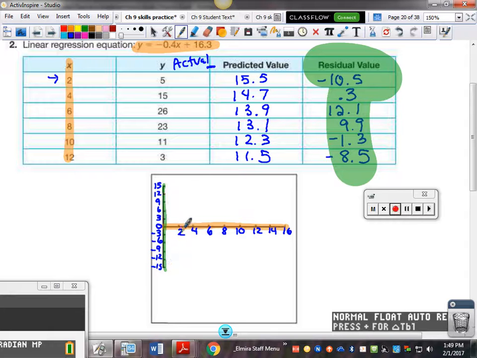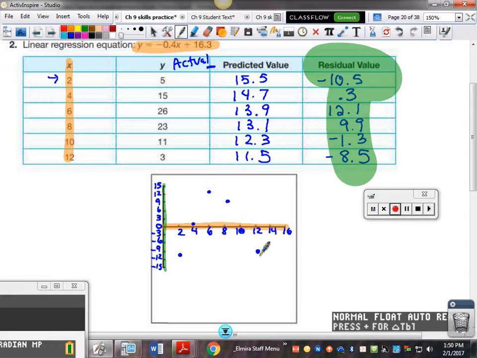So 2 and negative 10.5, 4 and 0.3, 6 and 12.1, 8 and 9.9. And I'm annoyed that they don't give you a grid. This is kind of annoying. Alright, there's a dot there. It's inside the circle of the 10. And 12, negative 8.5. Alright. Don't connect these dots.